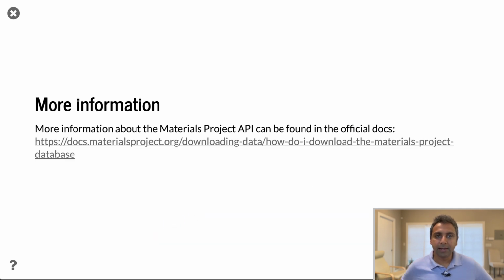All right, so that's the end of the tutorial for how to use the Materials Project API with pymatgen. Hopefully this gets you started in getting lots and lots of materials data for your analysis. And if you are interested in more details, there is documentation from the Materials Project team, which is linked over here. So that's it for today, and I will see you in the next video.